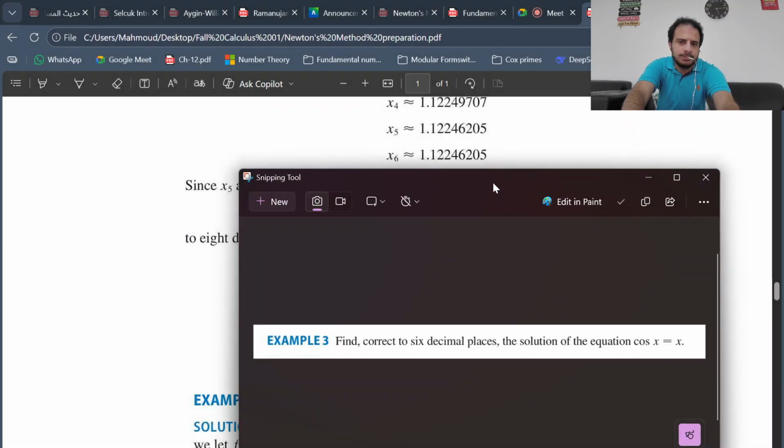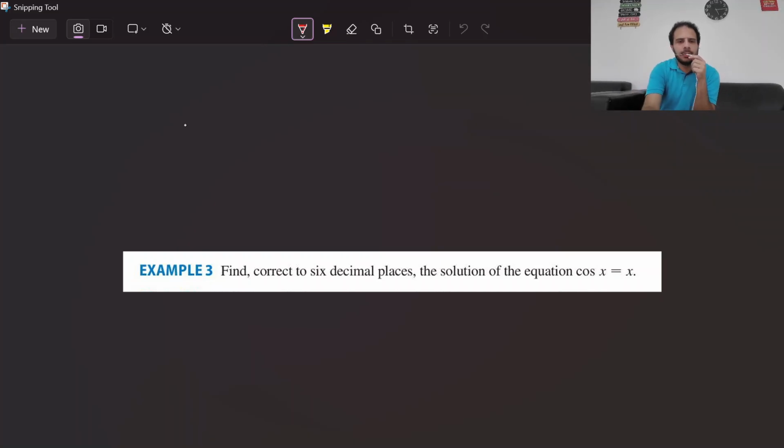Okay, let's continue. So we have x_{n+1} = x_n - f(x_n)/f'(x_n). Next, what do we need next? Derivative, yes. So f(x), I will write the second line: f(x) = x - cos x.